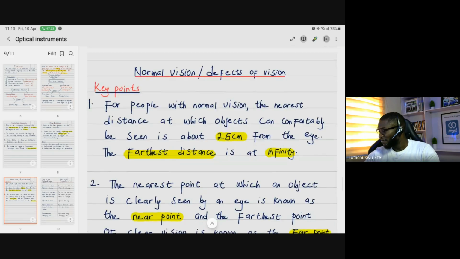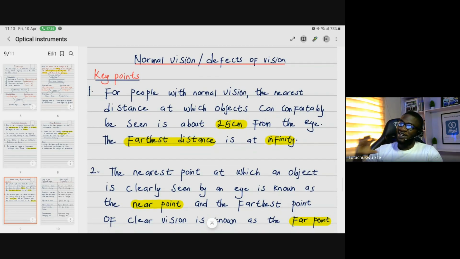All right. Let's look at normal vision and the defects of vision. So now, for someone with normal vision, the nearest distance at which objects can comfortably be seen is about 25 centimeter. If for me to see something very well, I cannot bring it closer like this.